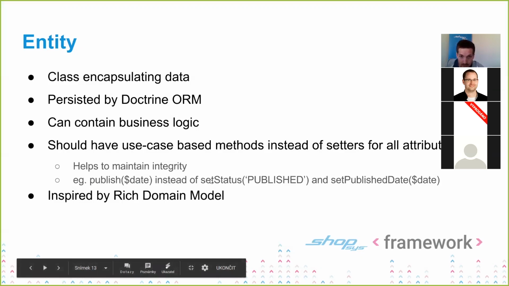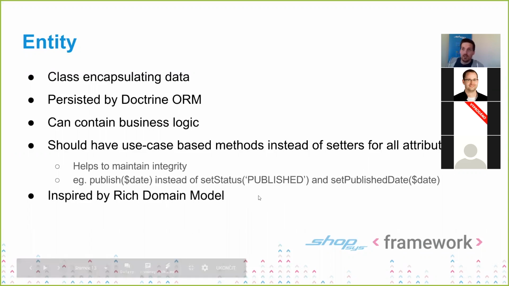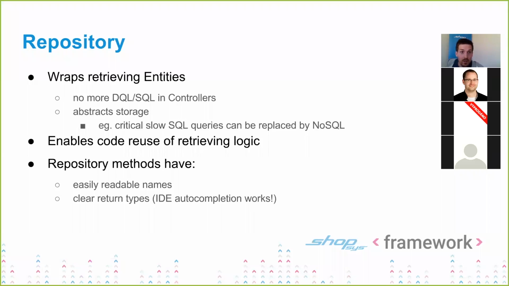And internally, there still can be the status and published date as attributes, but there should not be public methods to set the status, because if you have such methods, you can actually get the object into some inconsistent state, like set the publish date to today, but set the status that it is not published yet. And this would be an inconsistent state that you want to avoid. So these were entities.